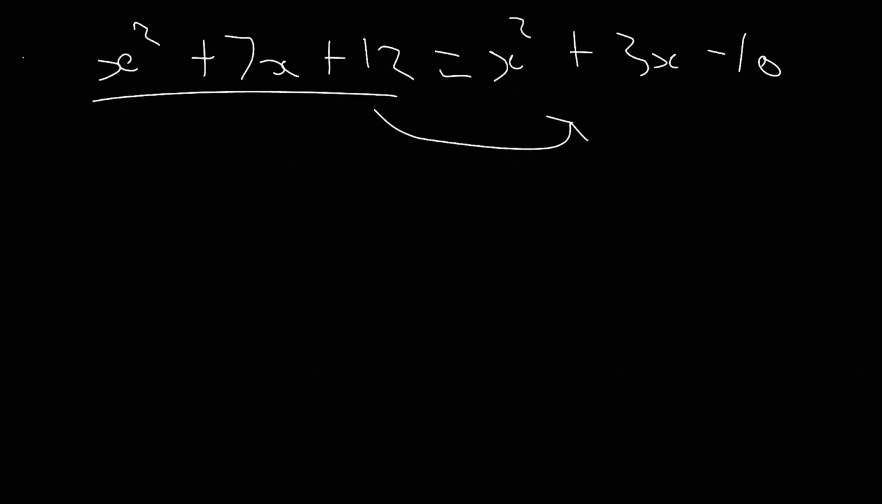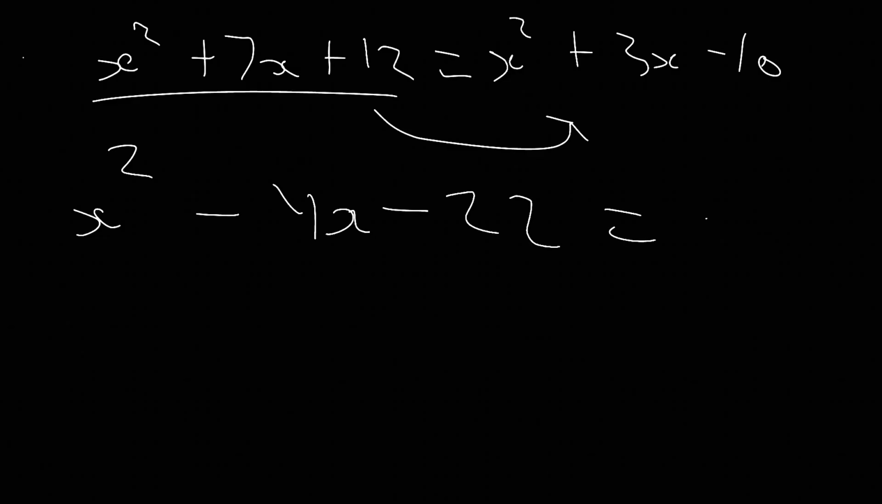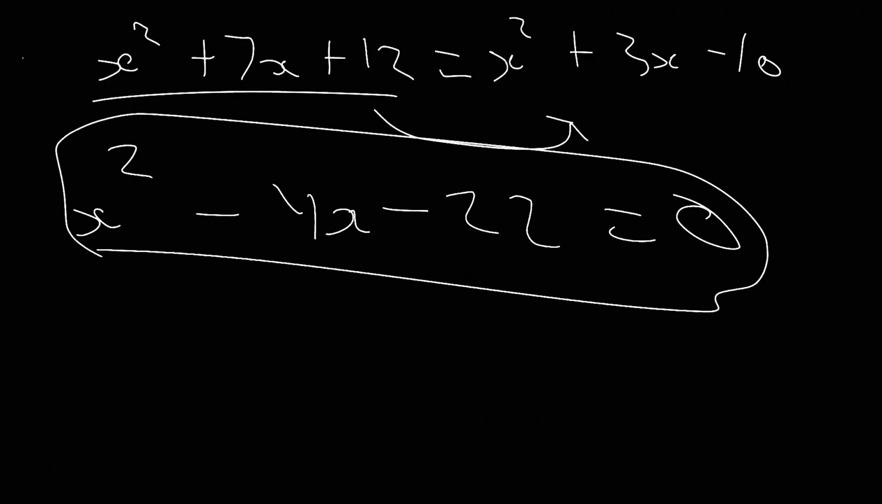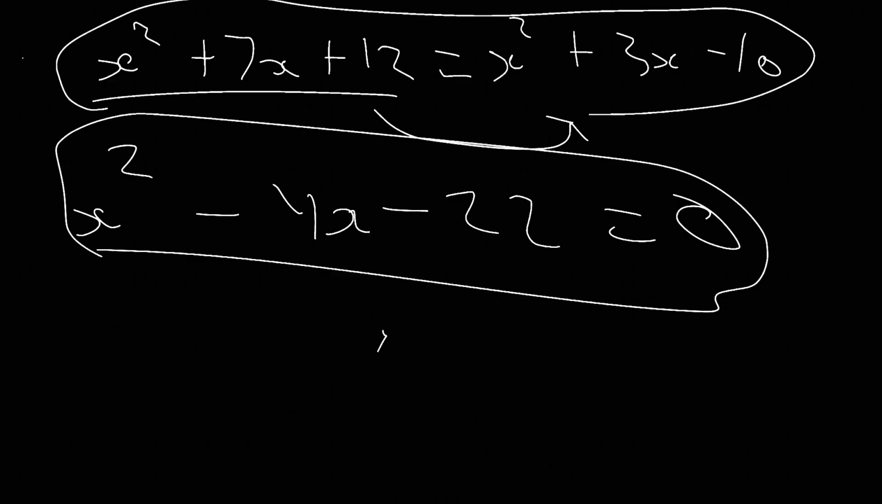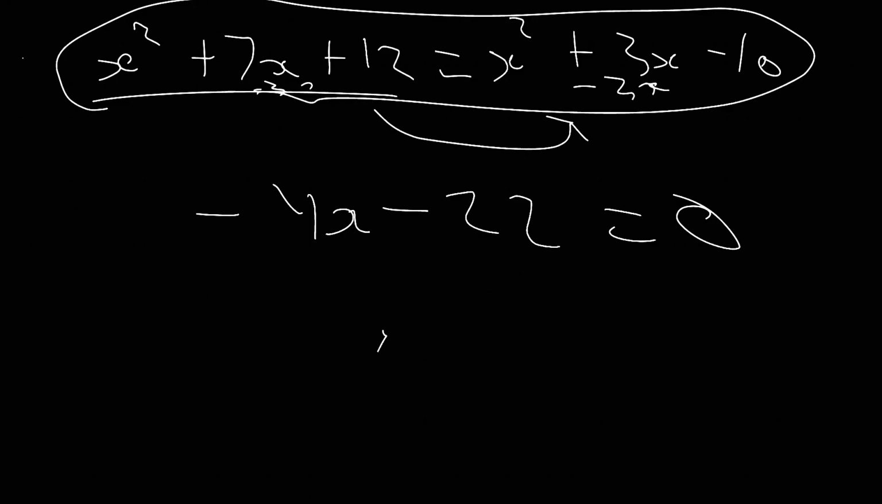So I have in the end x squared minus 4x minus 22 equals 0. And this is your answer, but if you don't know how to get this, this is just your answer simplified even further. You just minus 3x, then minus 3x over here, and then minus 12. And yeah, that's basically the final answer.